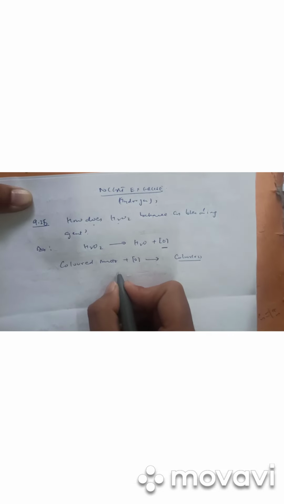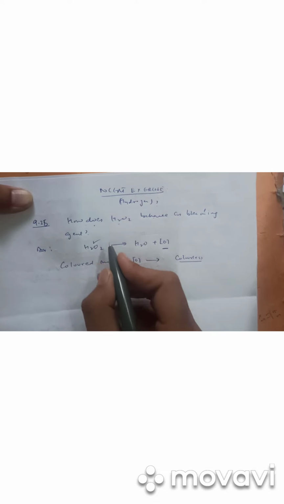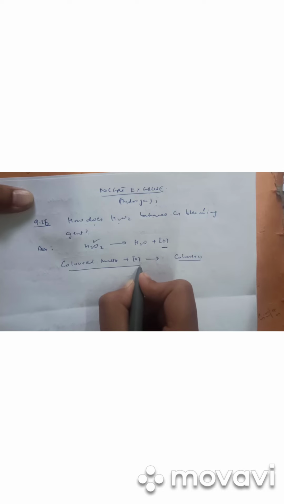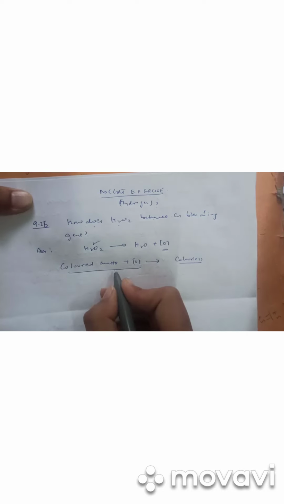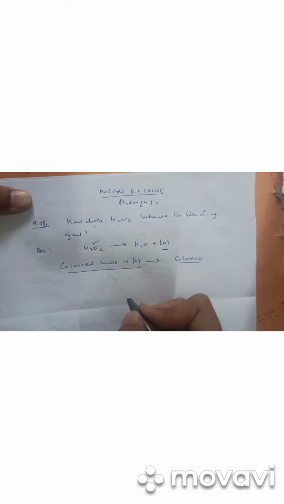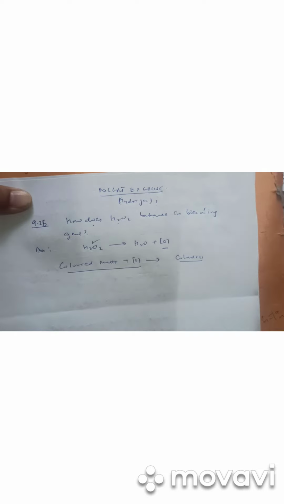So we can say that the bleaching action of hydrogen peroxide is due to the oxidation of colored matter with the nascent oxygen, and because of this property it is used to bleach items like silk, wool, feather, etc.